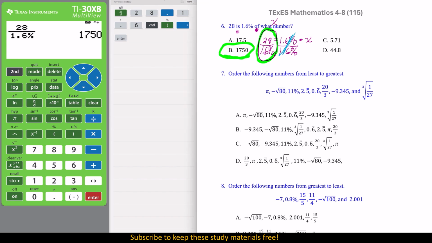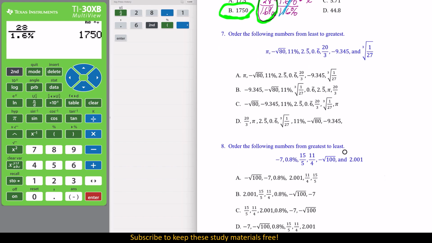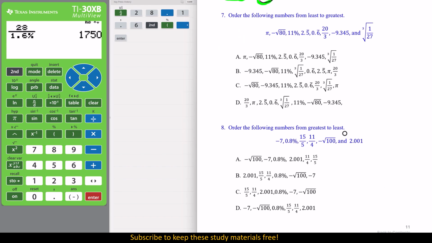Okay. All right. So now let's look at number 7. Order the following numbers from least to greatest. We are looking for the smallest value first and then the greatest. But the best way to deal with this is just to go through and analyze. Now, we did see something like this in prior videos.